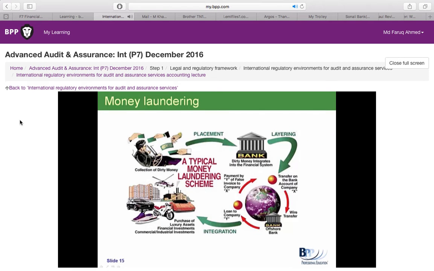Let's consider section 2 now and move on to money laundering. Remember, the definition of money laundering is given in part 2.1. It's the process by which criminals attempt to conceal the true origin and ownership of the proceeds of their criminal activity, allowing them to maintain control over the proceeds and ultimately providing a cover for their sources of income.